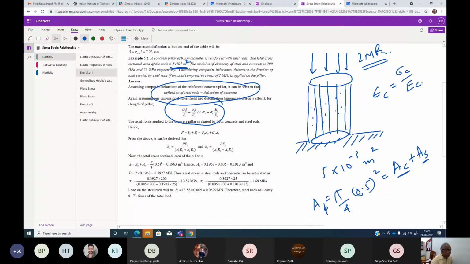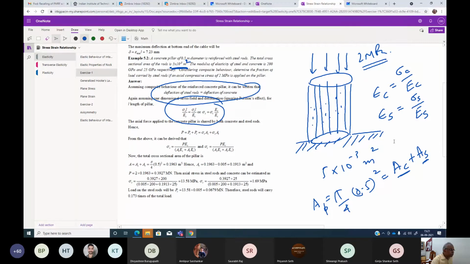This is our Hooke's law. Strain of steel will be load on steel by modulus of elasticity of steel. Here, another assumption is we are omitting the Poisson's ratio at this point of time. We are just considering it's a 2D problem. So you see, strain of concrete is equal to strain of steel.